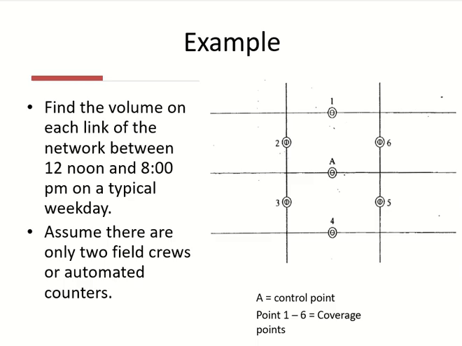Now keep another rule in mind. The counting period between control and coverage must overlap. There must be an overlap between the control and the coverage counting periods. So I cannot do 8 hours on point A today and point 1 tomorrow.